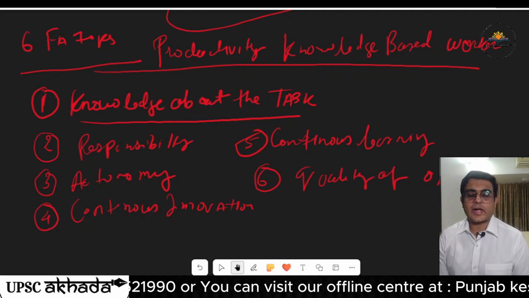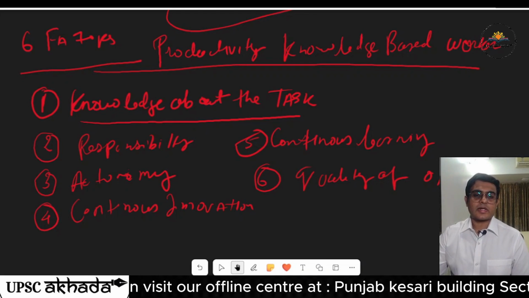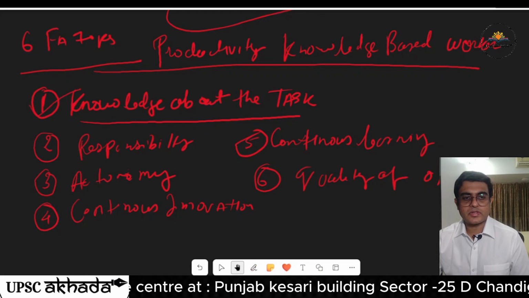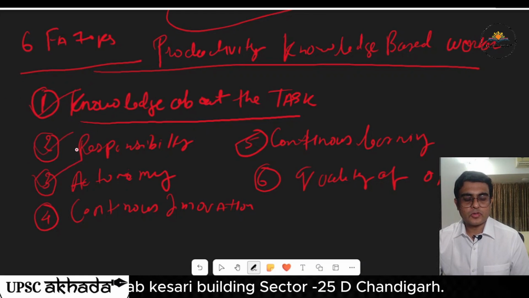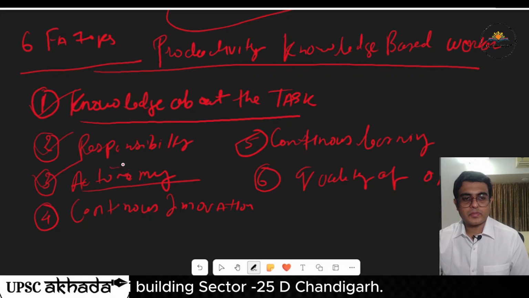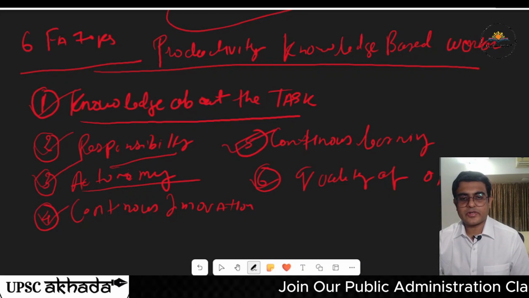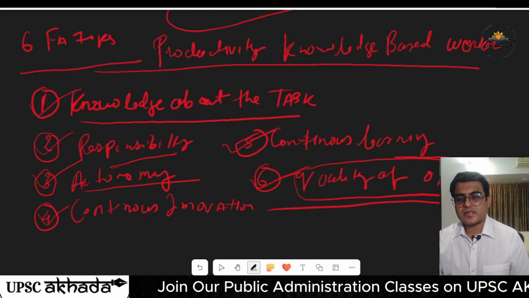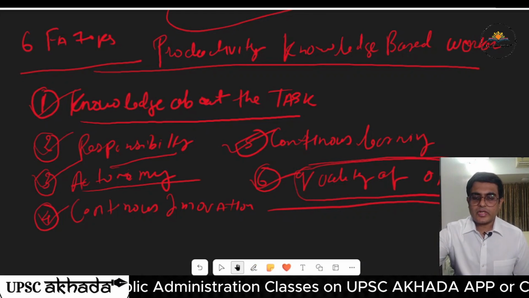These factors should be followed by a knowledge-based organization to get the maximum out of a knowledge-based worker. So there should be knowledge about the task, there should be responsibility, autonomy should be given, autonomy with responsibility, continuous innovation, continuous learning, and quality of the output. Output should be of quality. This is what he talks about knowledge-based organizations. Okay.